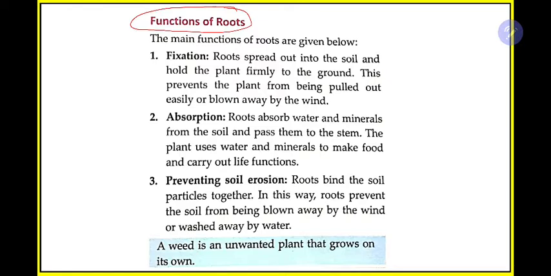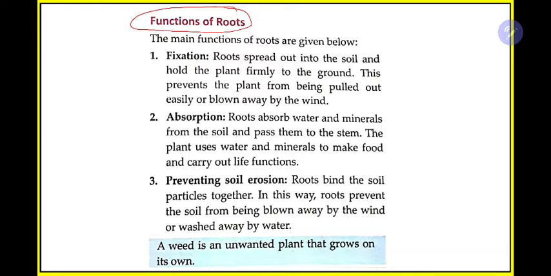So we know plants need water and minerals, and how do plants absorb water and minerals? Through the roots, right? Through the roots, plants absorb minerals and water, and later on they transfer these from the root to the stem, and from the stem ultimately to the leaf, and in the leaf plants produce their own food by the process of photosynthesis. Then the last is preventing soil erosion.